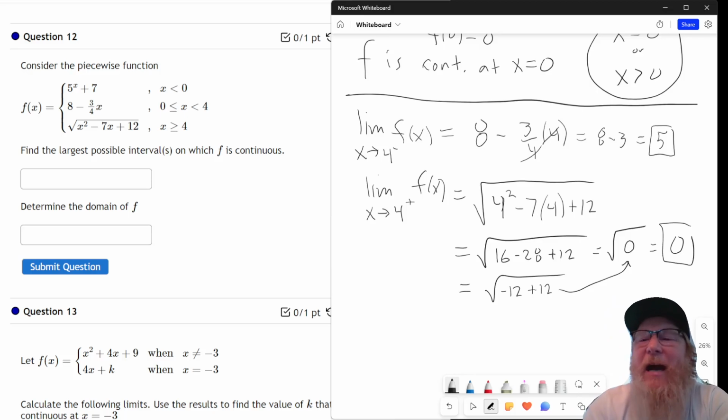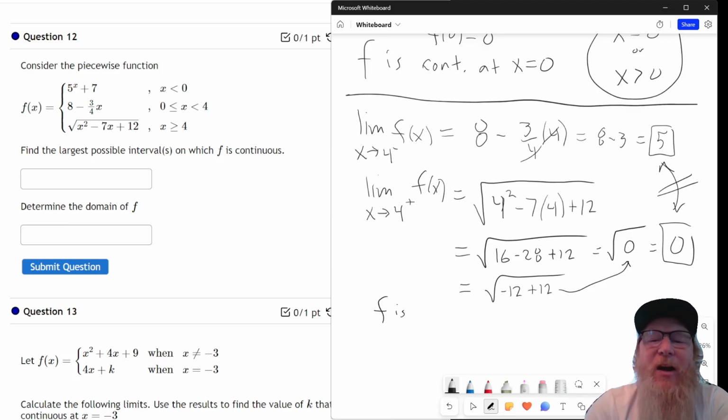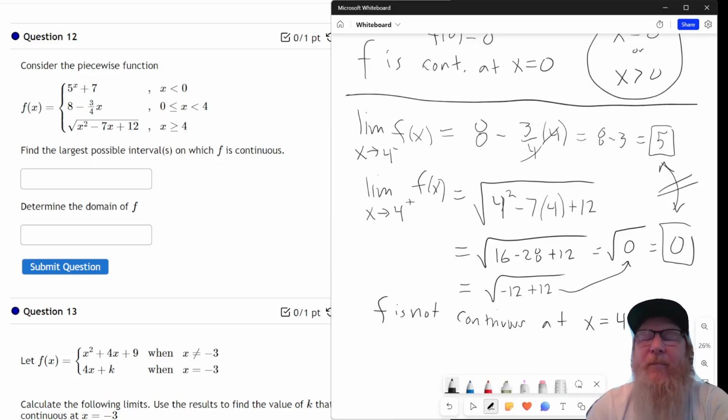So these do not agree with each other. Yeah, they do not agree with each other. So the limit does not exist. So f is not continuous at x equals 4. All right.